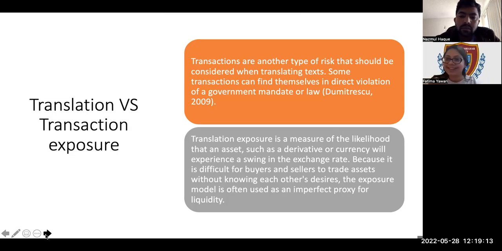How badly it is getting affected by the change of currency. That's how the translation and transaction exposures work.